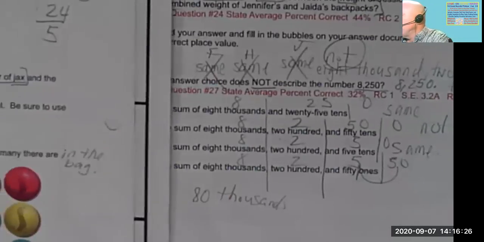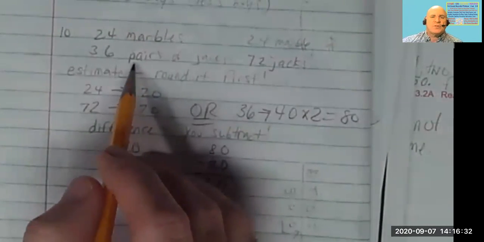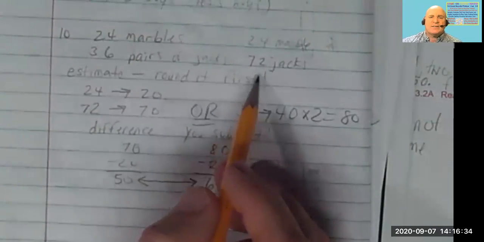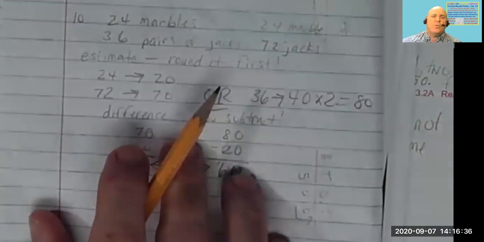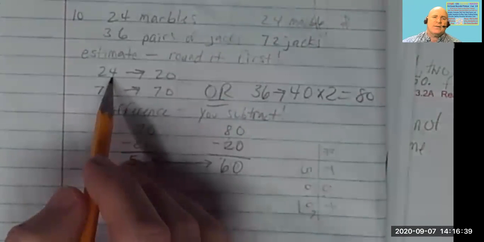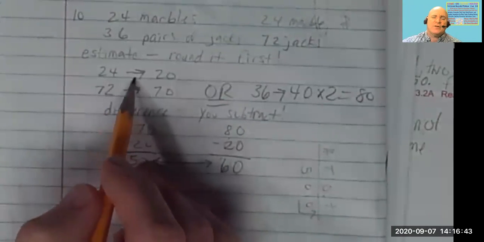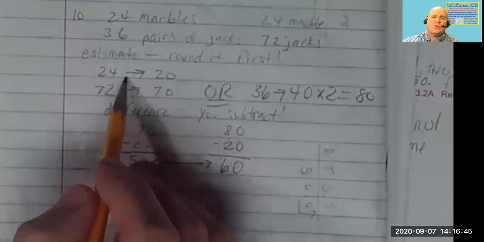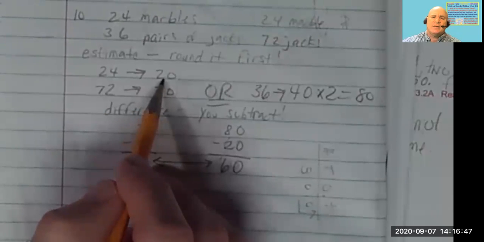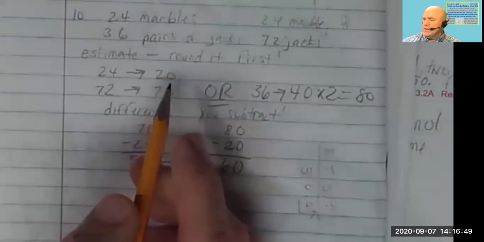So let me show you the 2 ways that I would recommend that you solve it. 24 marbles, 36 pairs of jacks is 72 jacks. So one way is to say, okay, 24, round it first. 24 is closer to 20 than it is to 30.